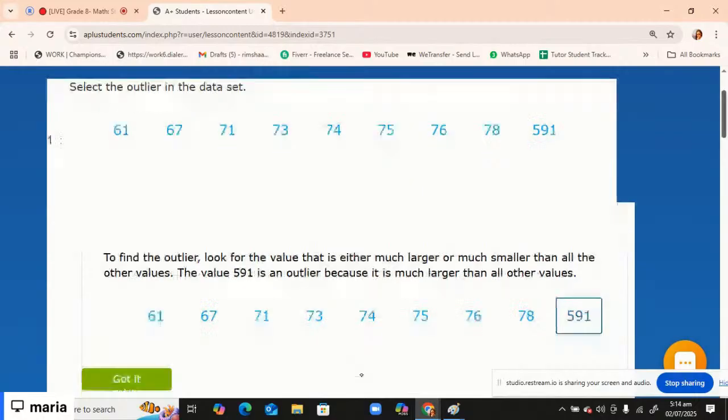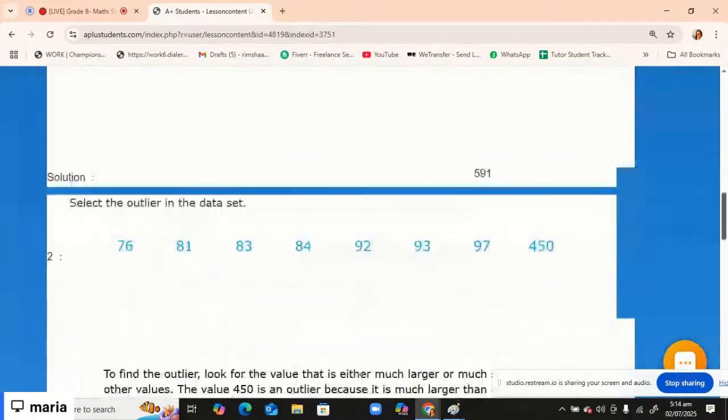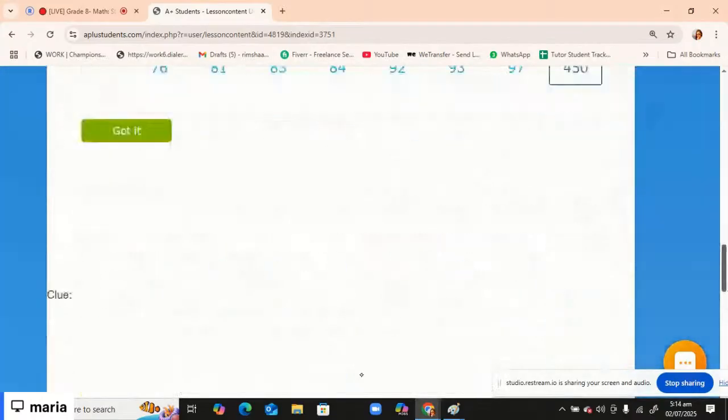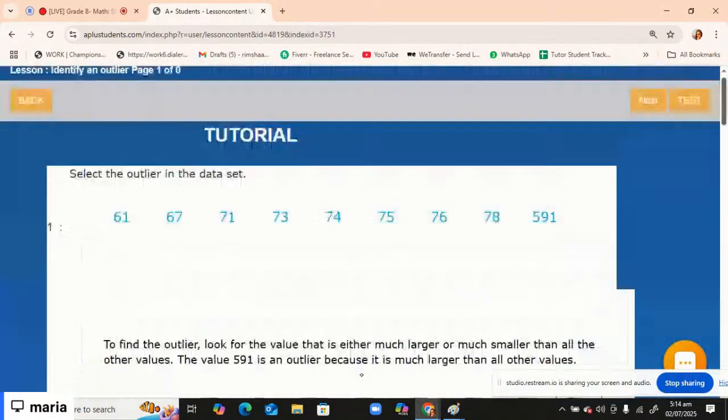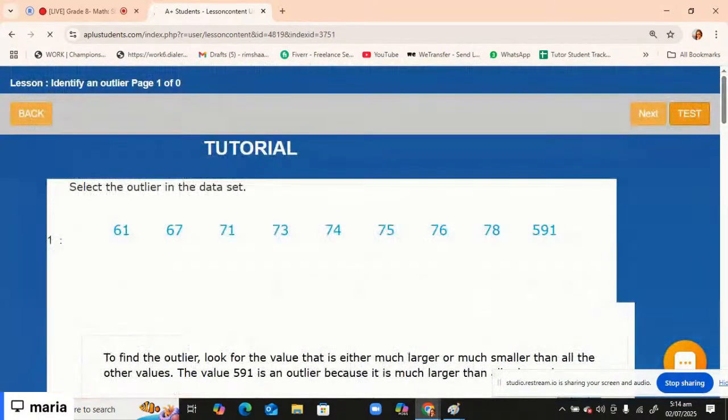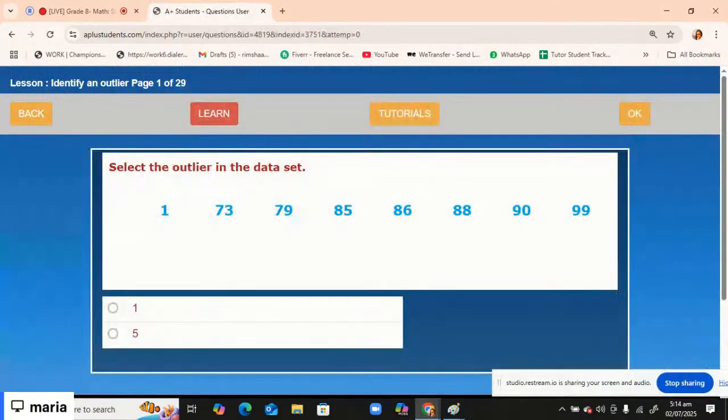It's a much larger or much smaller value. Okay, now here 450 is a much larger value. In this one 148 is a much larger value. So this is an outlier. In this way we are going to find the outlier.